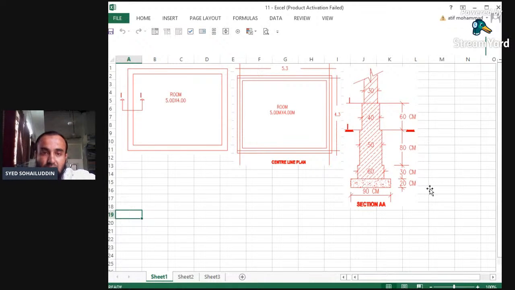Here on the right side there is a section AA. Here the room dimension is nothing but 5 meters by 4 meters. Please comment whether it is visible, whether the dimensions of the room are visible or not. The room dimension is 5 meters by 4 meters, whereas we have to first draw the center line plan with the help of this normal double line plan, and the section will always be given.